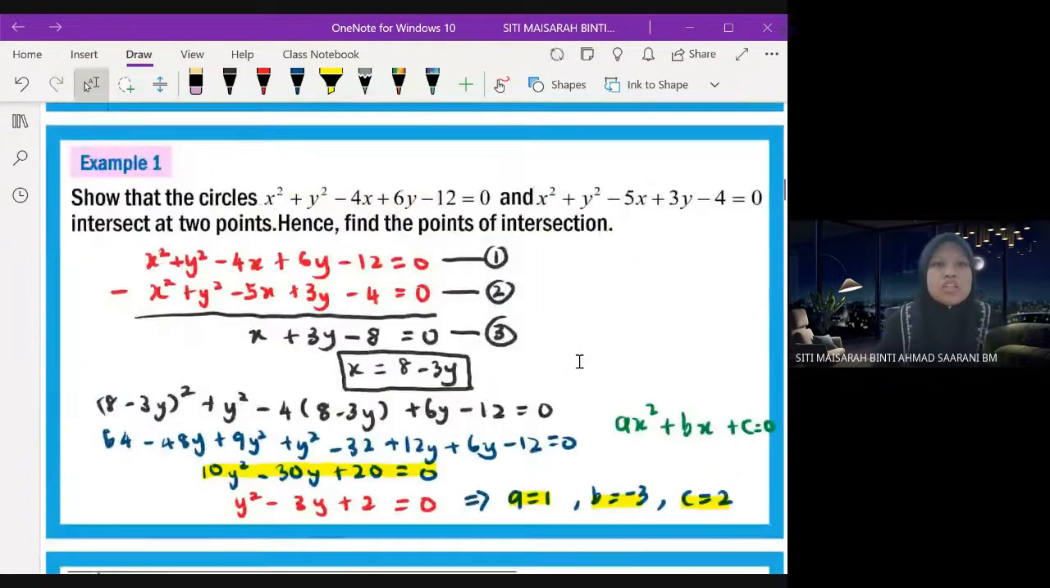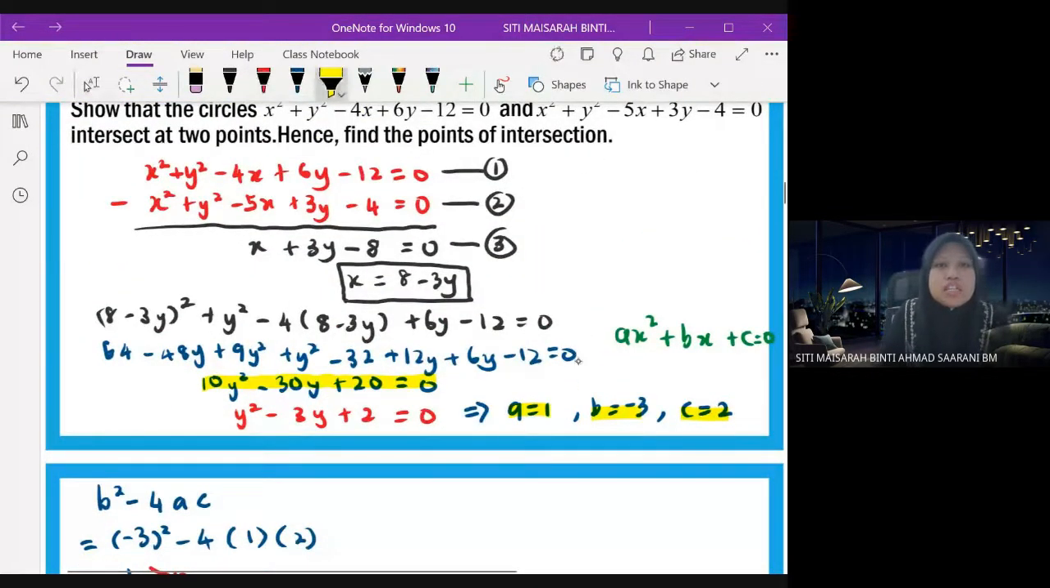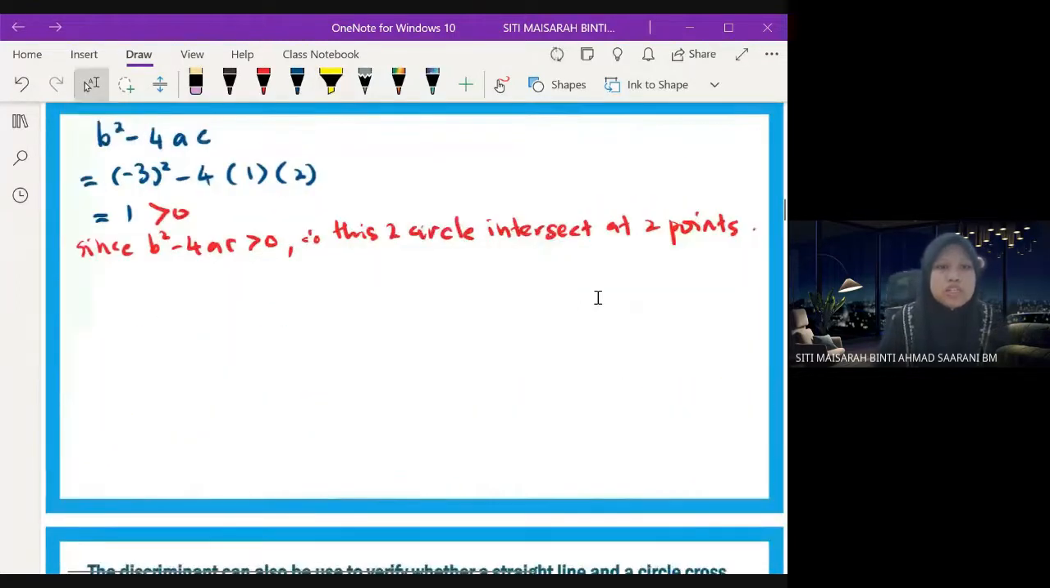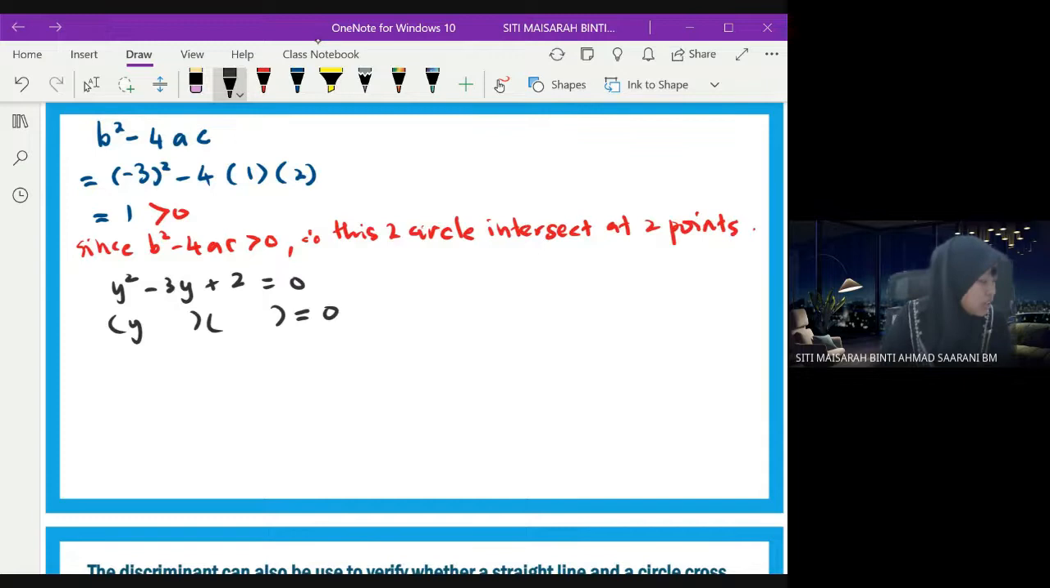Okay. And then seterusnya soalan dia, objektif dia, dia nak suruh hence find the point of intersection. So jadi kita boleh continue lah. Continue daripada kuadratik kita iaitu y square tolak 3y tambah 2 sama dengan kosong. Boleh teruskan daripada situlah. So jadi kita ambil balik y square tolak 3y tambah 2 sama dengan kosong. So then kita factorize. We get y minus 2, y minus 1 is equal to 0. Then we get y equals to 2, y equals to 1.